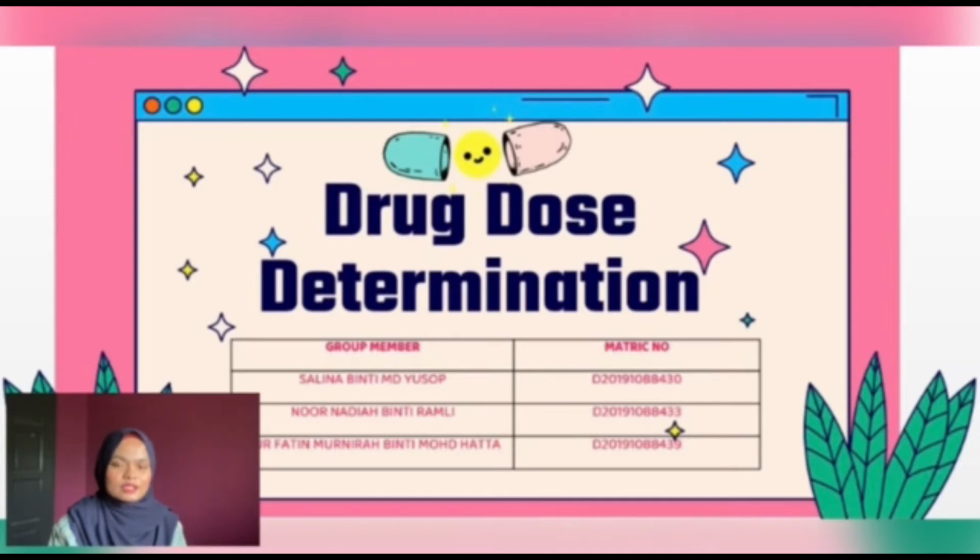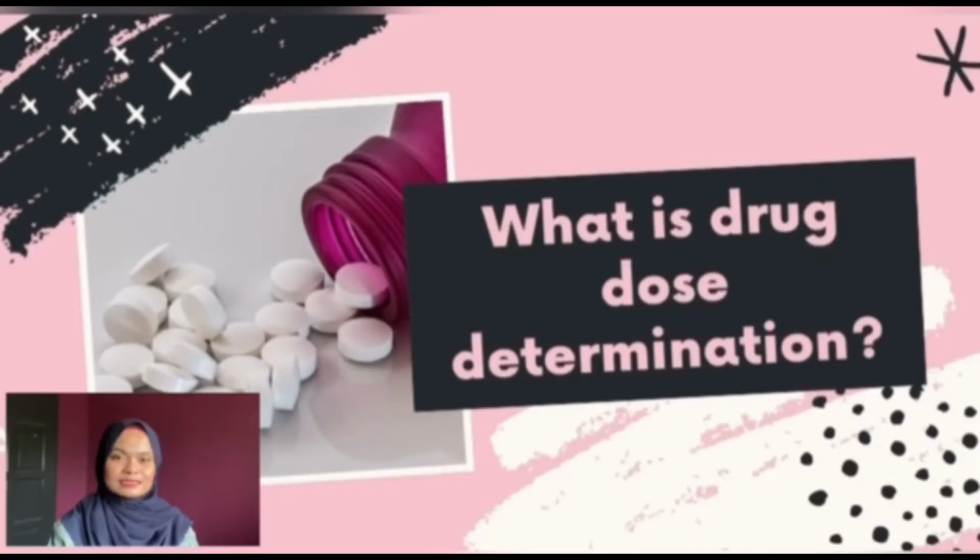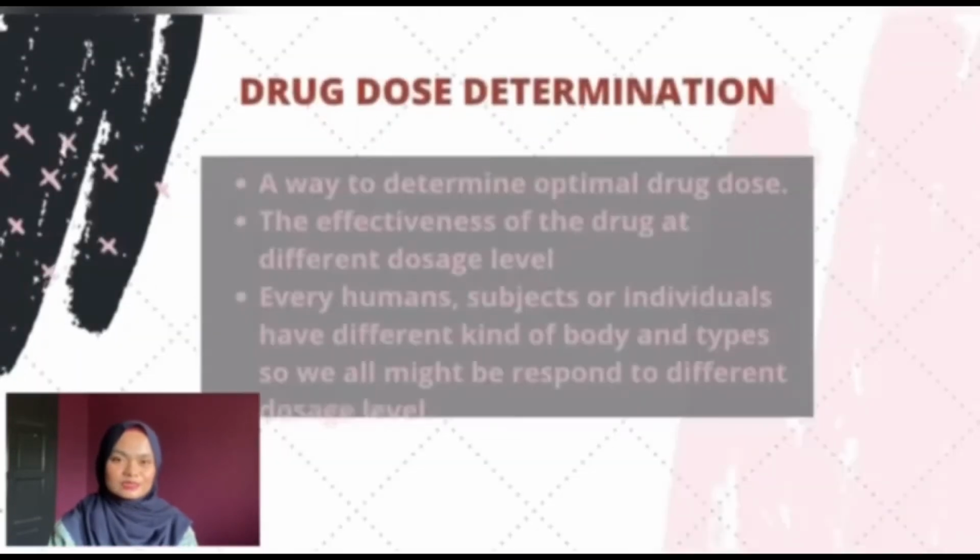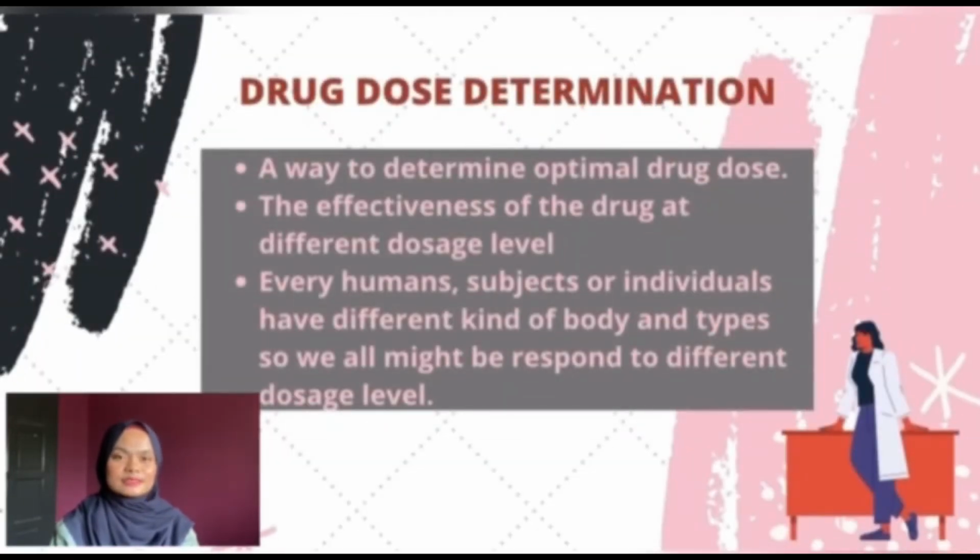We will explain about the application of titration in our daily life with the title Drug Dose Determination. What is drug dose determination? Drug dose determination is a way to determine the optimal drug dose, the effectiveness of the drug on different dosage levels. As we know, every human or subject or individual has a different body type, so we all might respond to different dosage levels. This will be explained more by our group mates in the methodology.